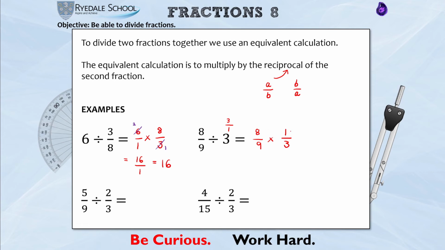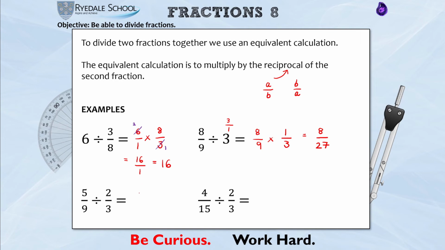Is there any cancelling that can be done on this one? No, there isn't. Nothing that cancels a numerator with a denominator. So I can multiply straight away. 8 times 1 is 8, and 9 times 3 is 27. So the answer to that one is 8/27.